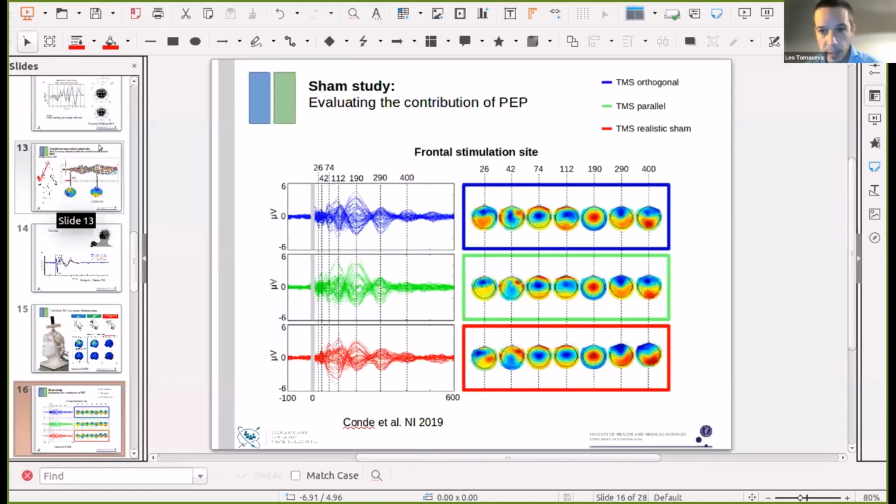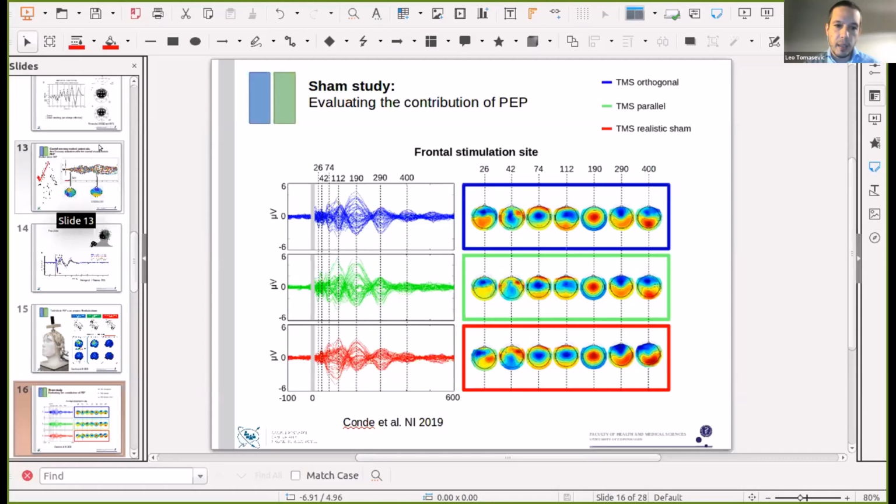What we got in this experiment is that some of the real TMS curves, you can see them in the first two rows, are actually very similar to our sham condition, that is the last row. And mainly, I would highlight that the N100, which is around 112 milliseconds in our case, was pretty similar, both in the shape of the responses and in the distribution on the scalp.